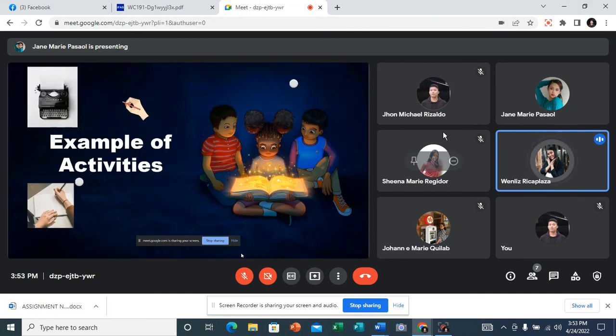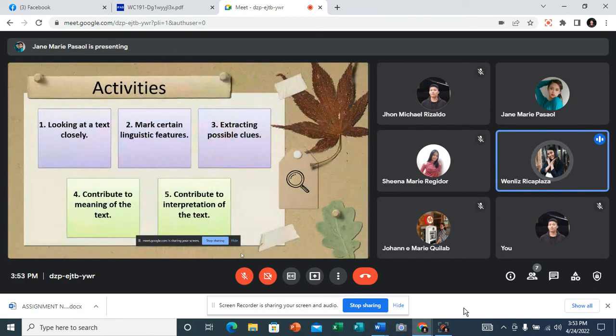So let's review the example of activities for stylistic approach. First is looking at the text closely. Second, mark certain linguistic features. Third, extracting possible clues. Fourth, contribute to meaning of the text. And for the last one, contribute to interpretation of the text. That's all for stylistic approach.